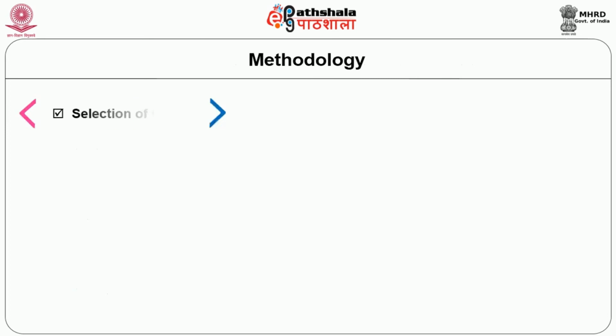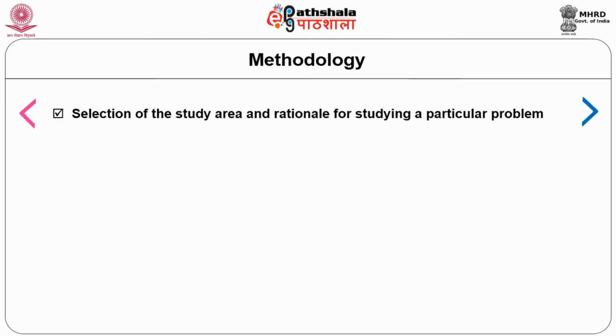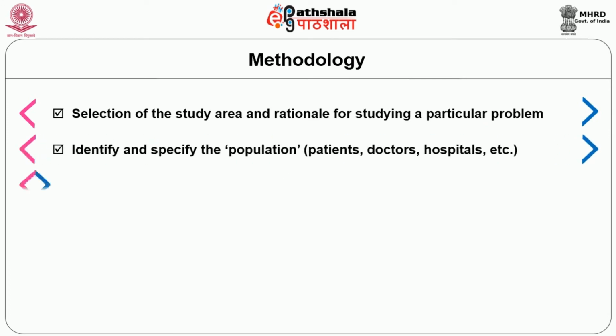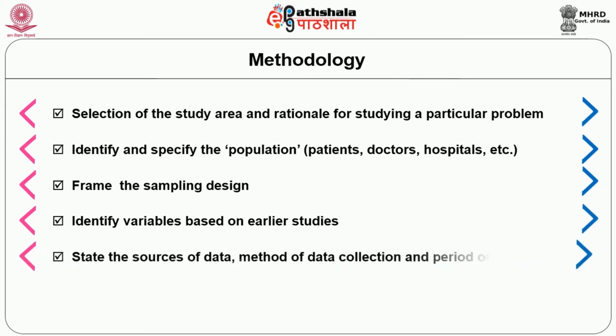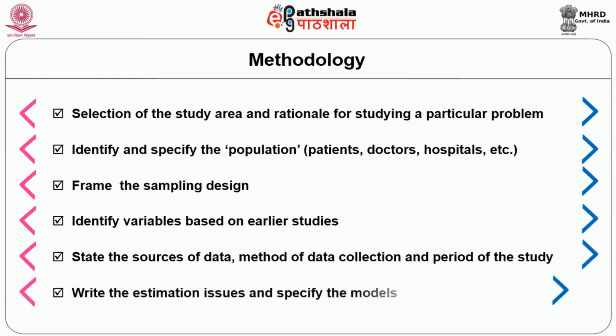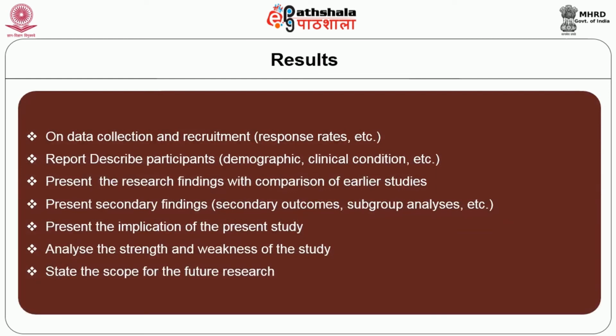Then state methodology, then selection of the study area and rationale for studying a particular problem, identify and specify the population, frame the sampling design, then identify variables based on earlier studies, and then state the sources of data, method of data collection and period of the study, and then write the estimation issues and specify the models, and then discuss the results, and then report on data collection and recruitment, and then describe participants' demographic, clinical or condition, etc. and so on. Present the research findings with comparison of earlier studies.